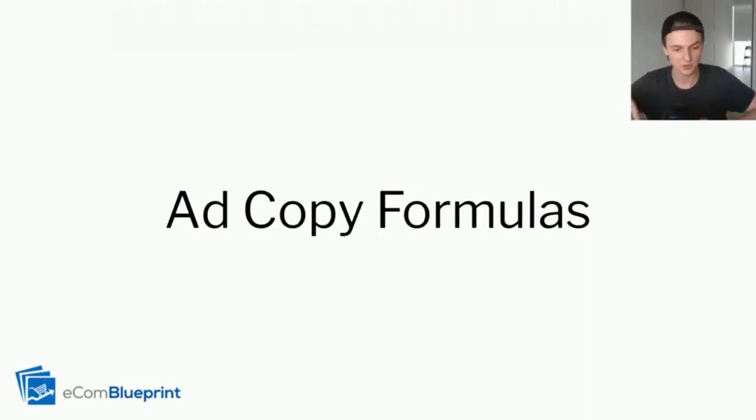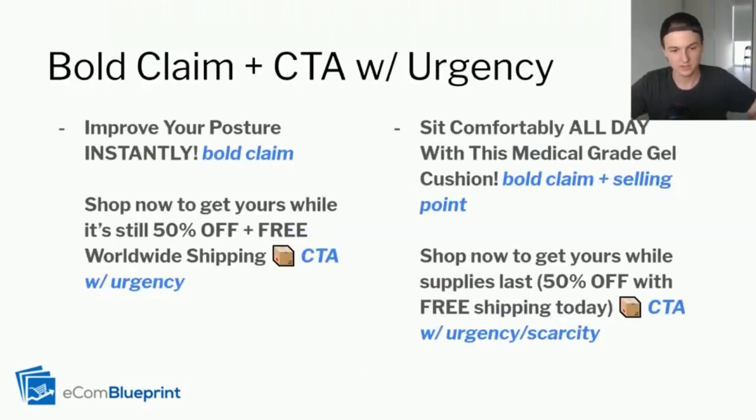Now I want to talk about the actual ad copy. So the ad text, how do I structure my ad text? And so let's get right into that. So the first formula is bold claim plus call to action with urgency. A bold claim, this is an example of a bold claim: improve your posture instantly. That's a bold claim. That gets people's attention. That's why you want to make a bold claim, you need to get people's attention with the first line. Otherwise, they're not going to pay attention, and that's a problem.